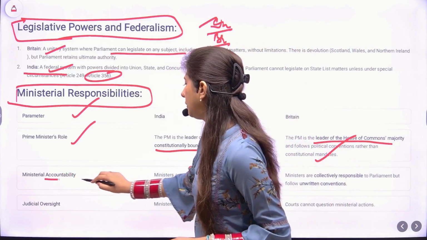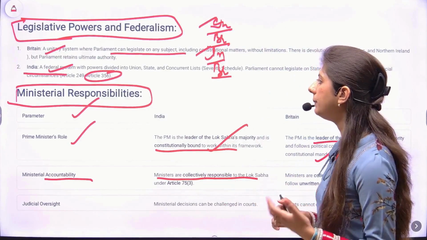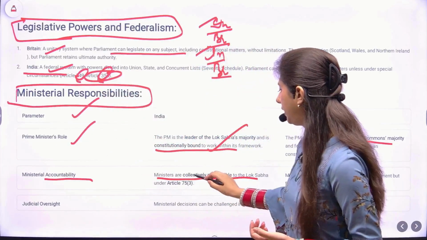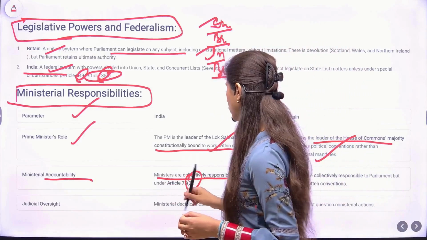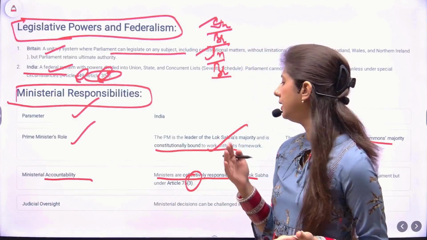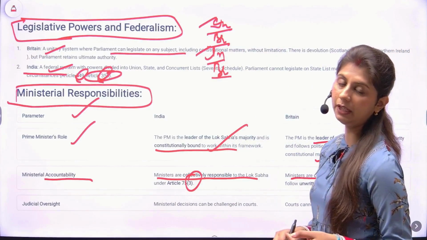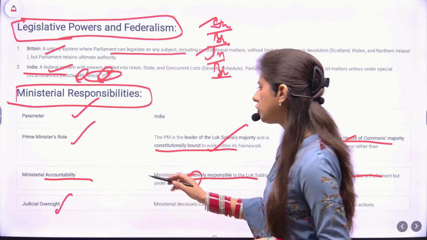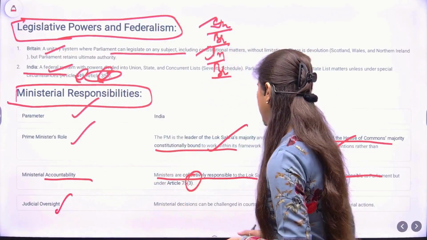In ministerial accountability, you will write that ministers are collectively responsible, and if you mention all these articles like Article 249, Article 356, Article 75(3), these points are going to enrich your answer. This will show that you have proper in-depth knowledge of the constitution as well as its articles. In Britain, the ministers are collectively responsible to the parliament, but they have an unwritten constitution. Judicial oversight can be linked with checks and balances. You can use either of these points.